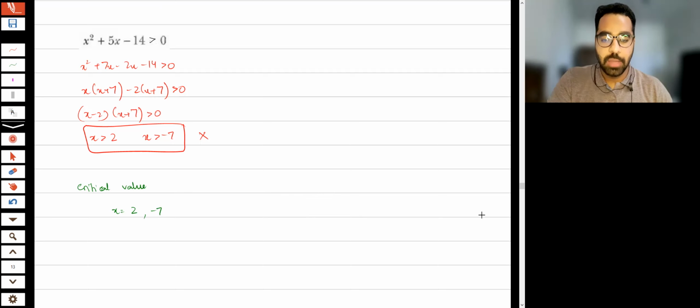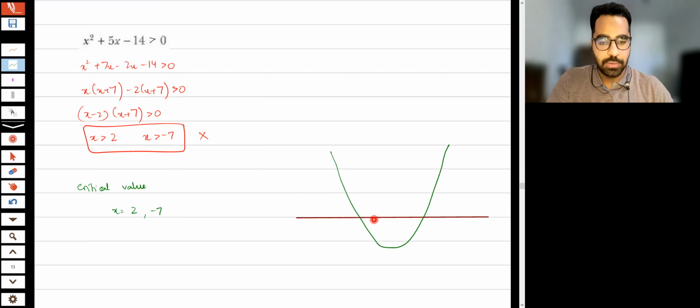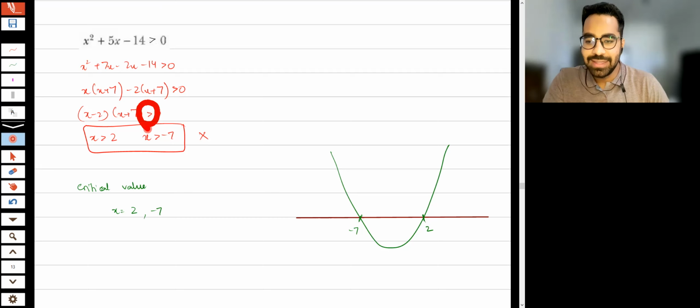How am I going to use the critical values? I'm going to make a parabola over here that passes through 2 points on the number line. I'm going to mention these critical values where this parabola intersects the number line, okay? So minus 7 will come first over here because minus 7 is smaller than 2, and 2 would come over here. Now, over here, I had a greater than sign, okay?